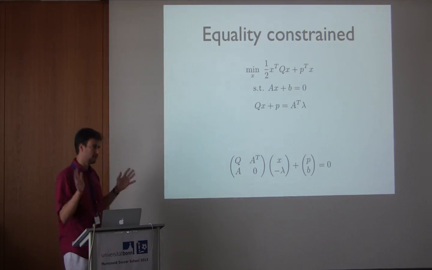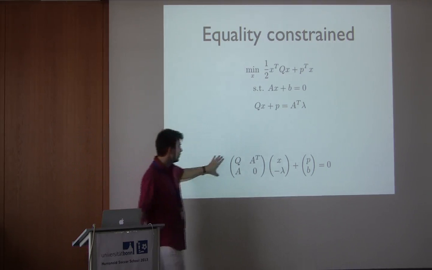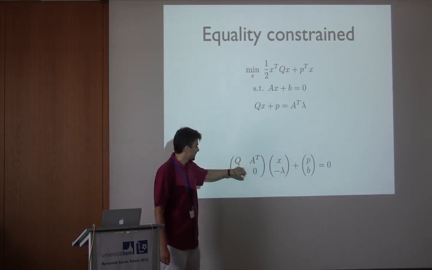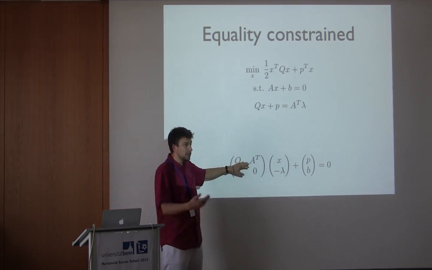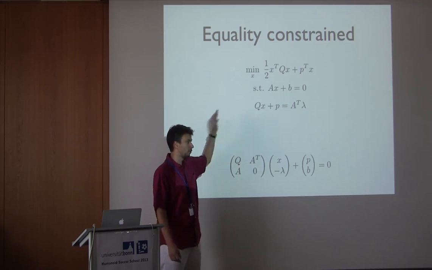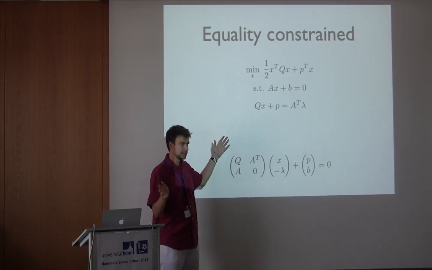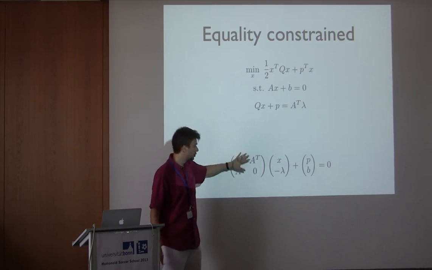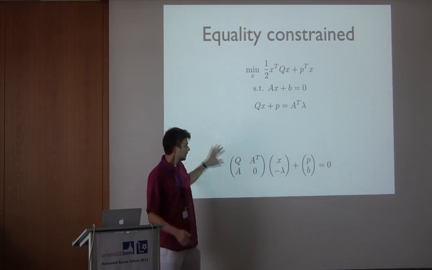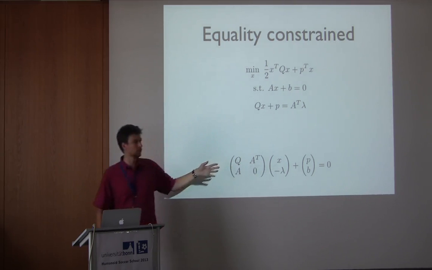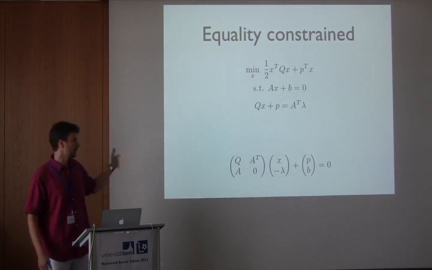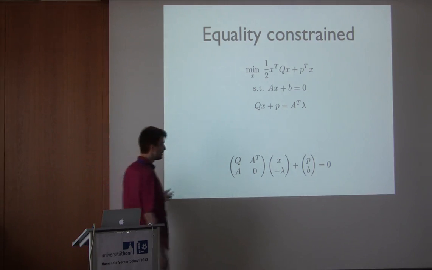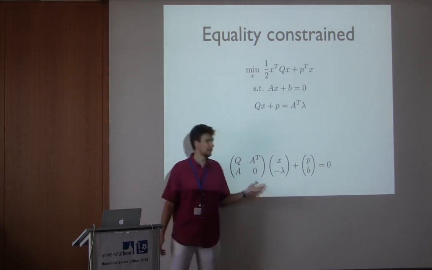So that's fixed to you. Anyway, you know that this matrix is invertible, so you know that there is a unique solution in this case. If the problem is convex and everything is fine, you have a unique solution to this system. So solving this equation gives you the minimum of the constrained problem. Once again, what you need to do is just solve a system of linear equations.